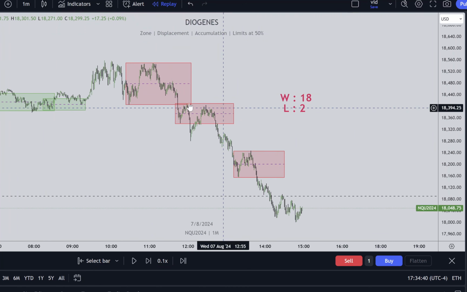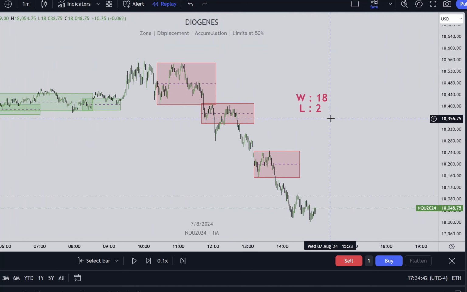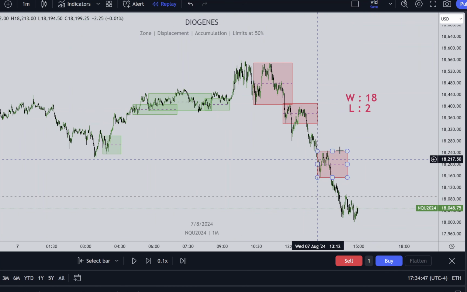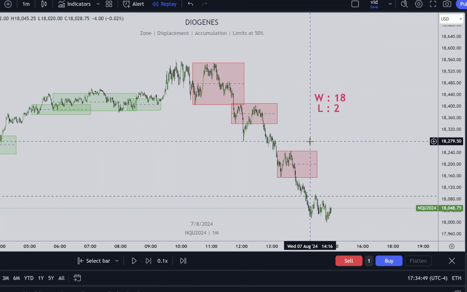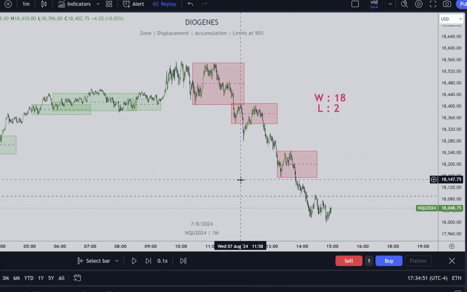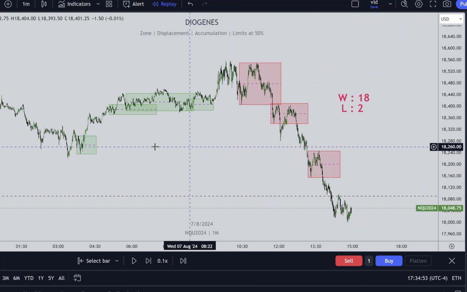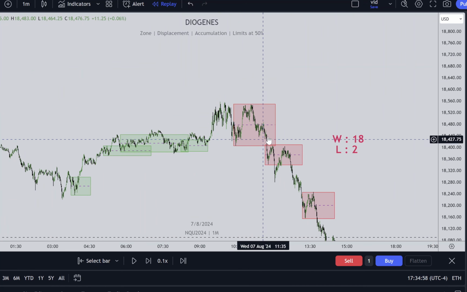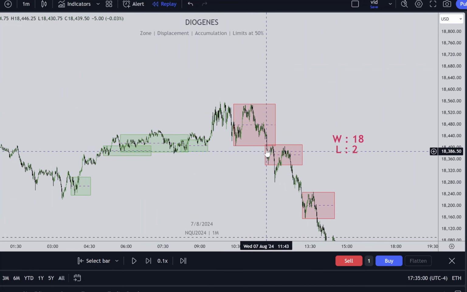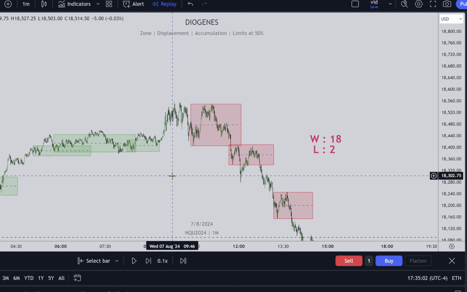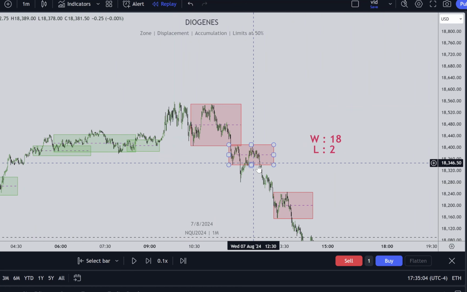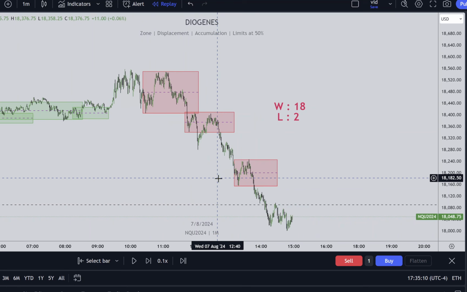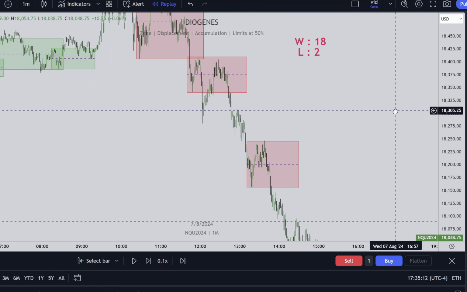Okay, so we ended up today with 18 wins and 2 losses, which is again a great win rate if you ask me. My advice is not to try to take anything you can see because you will get tired and your eyes won't spot correct zones anymore. So just 1 or 2 high quality zones is all you need to become maybe a millionaire if you want. Okay?